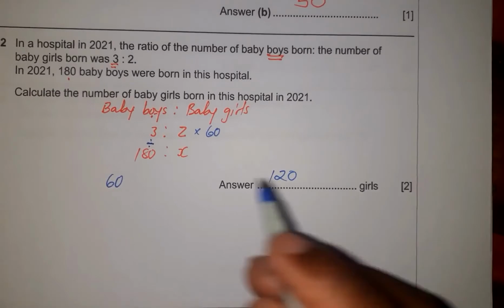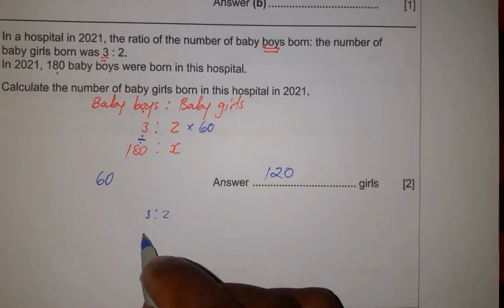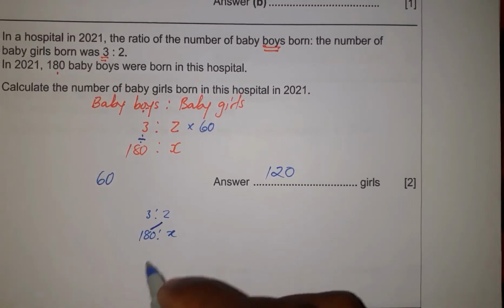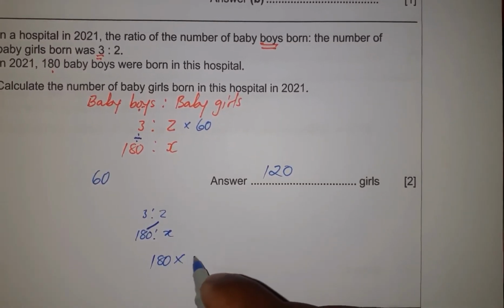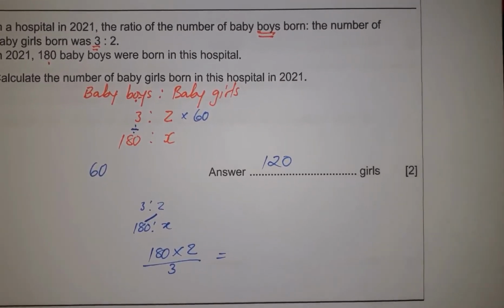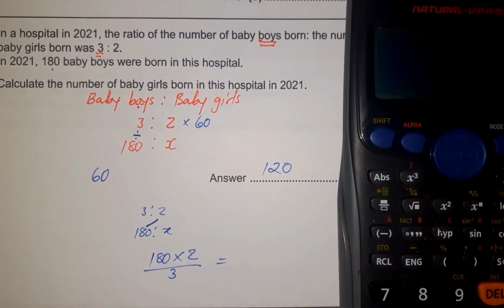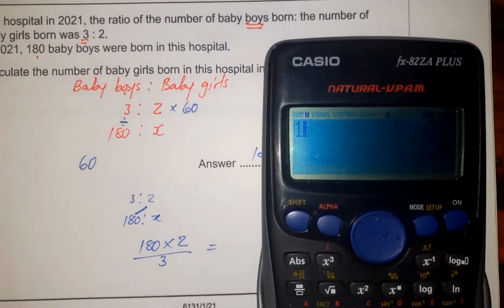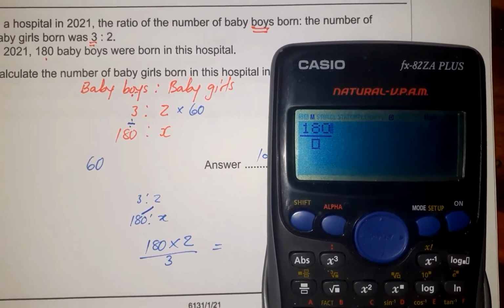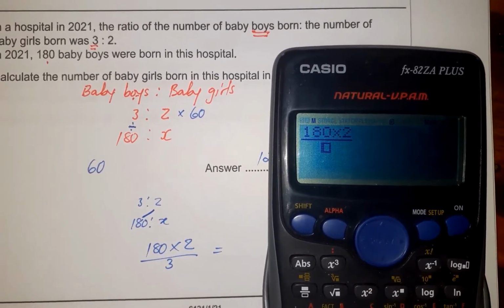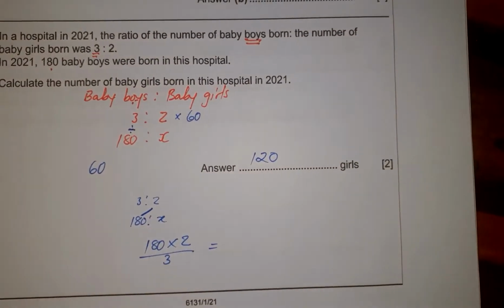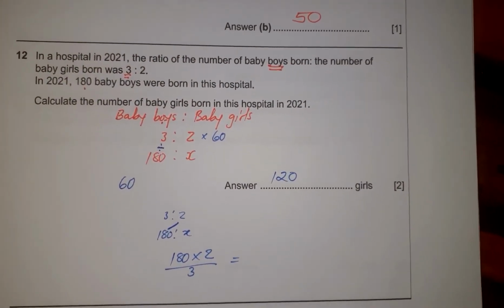The other way, you could say, since we have 3 to 2, 180 to x, we multiply these two. So 180 times 2, you divide by 3. Let me see that. 180 times 2, we divide by 3, and we are getting 120. And that is the answer there.